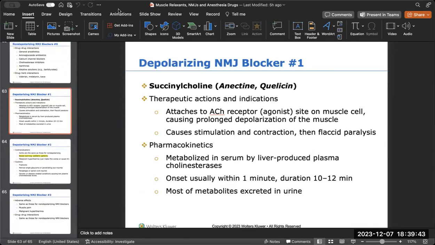So succinylcholine is a depolarizing neuromuscular junction blocker. This agonizes acetylcholine receptors, okay? So this causes muscle contraction and stimulation. So then it causes flaccid paralysis. So you're going to get a quick stimulation and muscle contraction, and then it's going to make the muscles weak. Not completely paralyzed, but just weak. This usually works in a minute and it lasts 10 to 12 minutes. Okay, so this is for something like a really, really quick procedure. And this is the only depolarizing neuromuscular junction blocker.